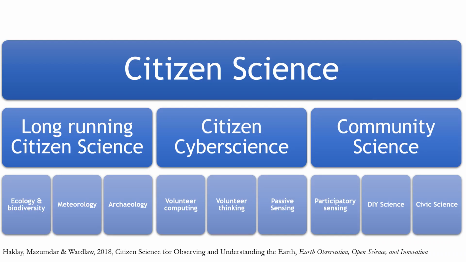Our first typology is looking at what type of activities are included in what we call citizen science. We have the long-running citizen science activities that sometimes run for over 150 years with people participating in weather observation or ecological observation. We have citizen cyber science, which relies on internet and computing in order to operate, and community science, which is all about bottom-up activities which communities are leading by themselves.